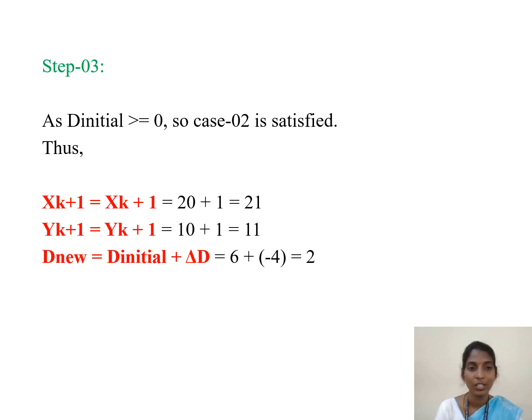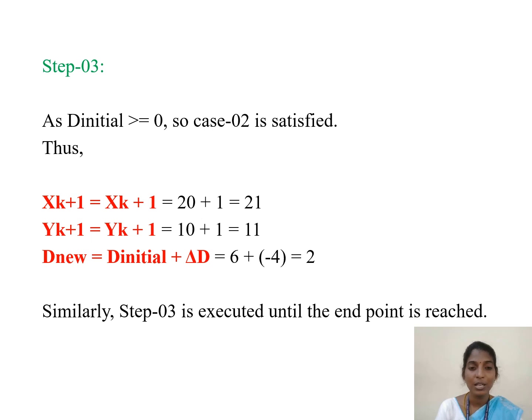So we have to calculate xk plus 1 is equal to xk plus 1. The xk value is 20, then plus 1 is equal to 21. For yk plus 1, the yk value is 10, plus 1 is equal to 11. D new is equal to d initial plus del d. The d initial value is 6 plus del d value is minus 4, so 6 minus 4 is equal to 2. Similarly, step 3 is executed until the endpoint is reached.